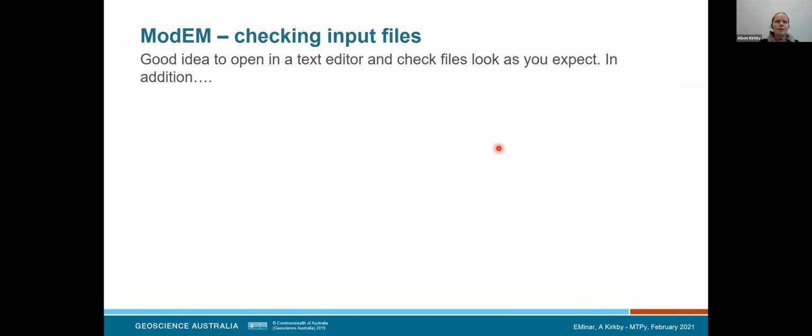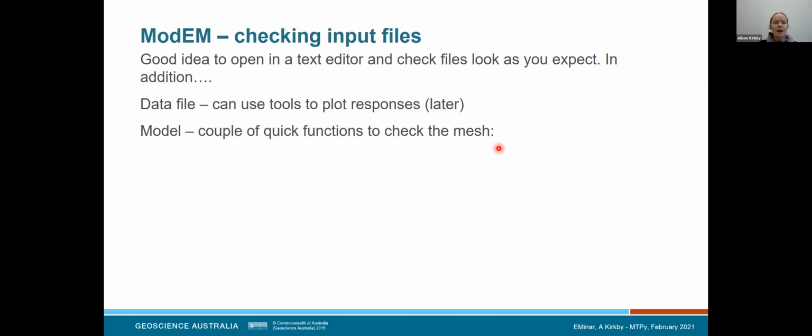Okay, so once you've created the files, it is a good idea to check your input files, open them in a text editor and make sure they look as you expect. But there are a number of different functions you can use to quickly check your mesh as well in MTPy. So you can use the plot response functions, which I'll show you later, to just check the data file before you've even run an inversion. And for the model, you can just check the mesh briefly as well.